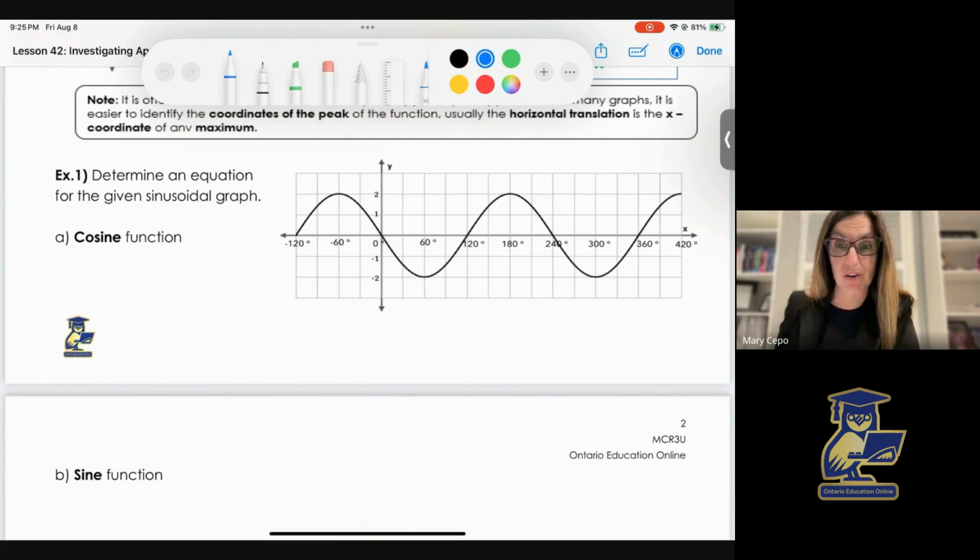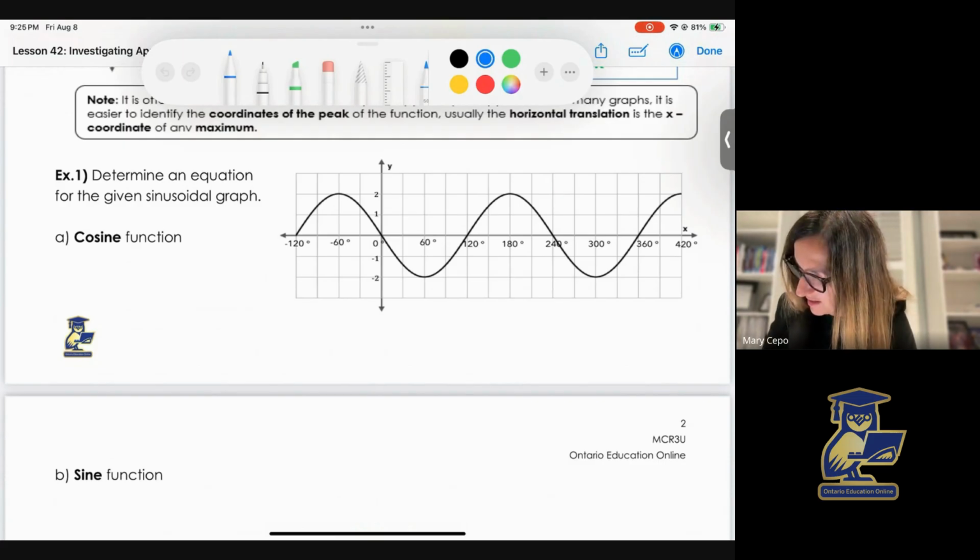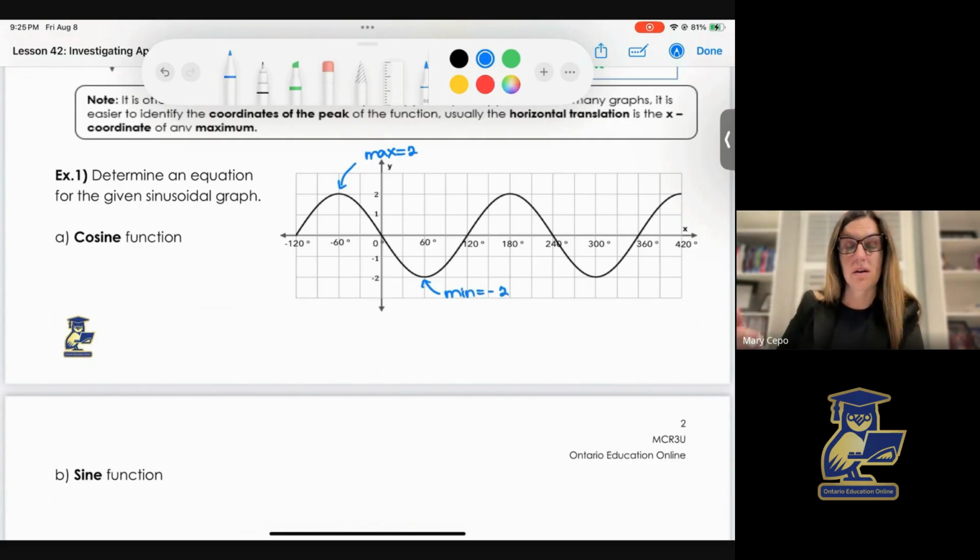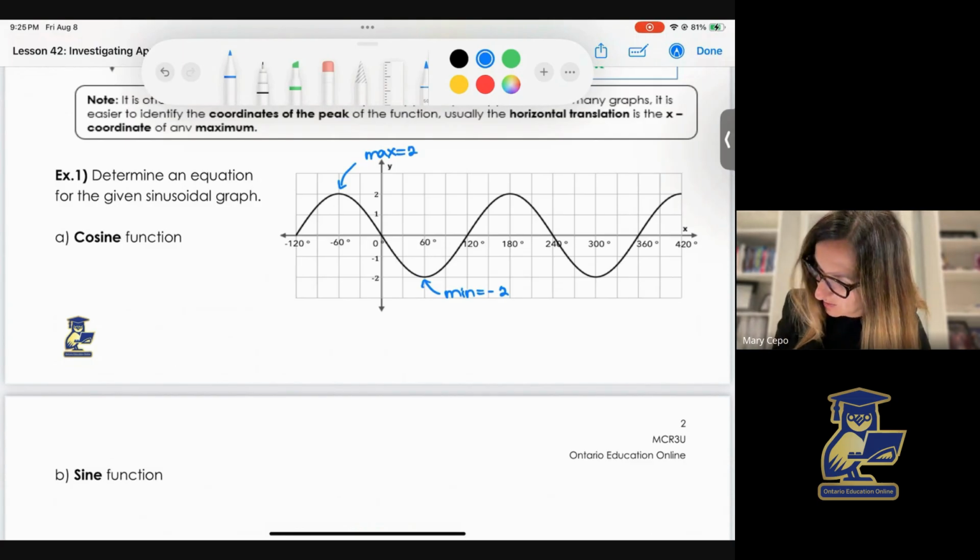You can often read it off the graph, but when you have that max and min, we know max is equal to 2. The min is equal to -2. So the maximum is the peak, and the minimum is that trough. Okay, so we know A is equal to max minus your min: 2 minus -2, divide that by 2. So A is going to equal 2. 2 plus 2, 4 divided by 2, which is 2.